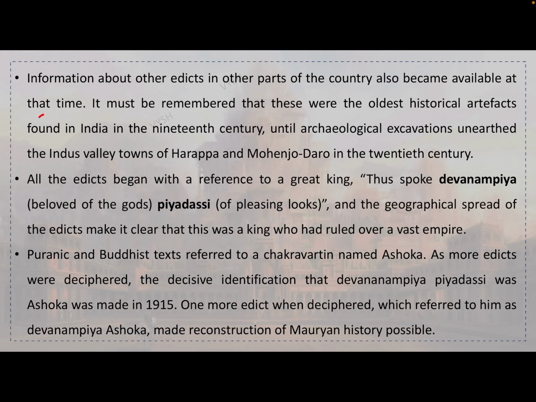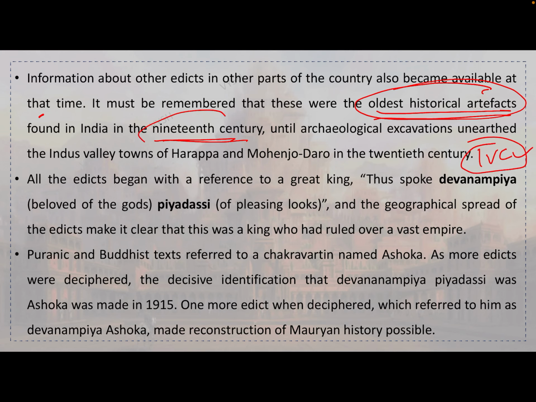It must be remembered that these were the oldest historical artifacts found in India in the 19th century. They were the oldest because the Indus Valley civilization was found at a later date. So at that point of time in the 19th century, this was the earliest thing known in India, until archaeological excavation unearthed the Indus Valley towns of Harappa and Mohenjo-daro in the 20th century.